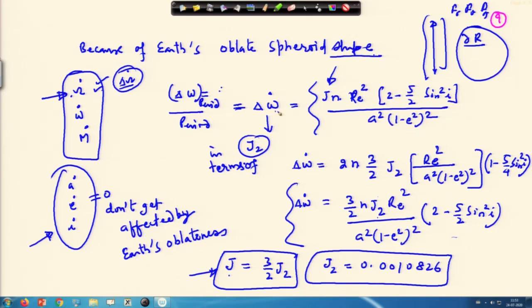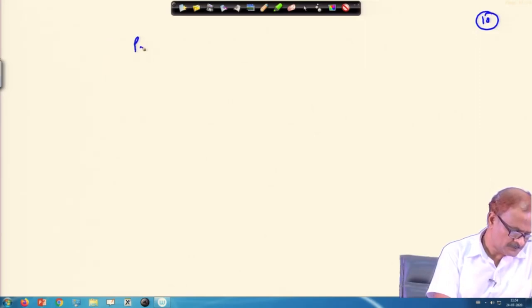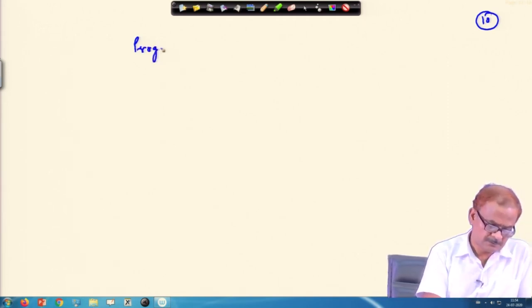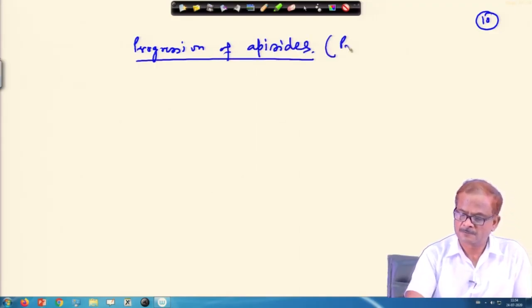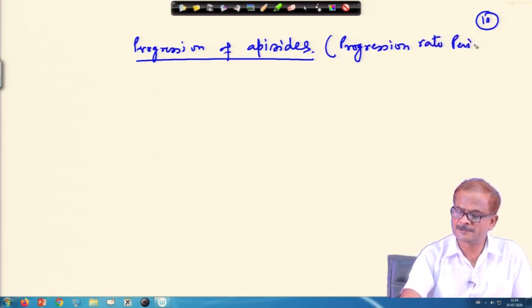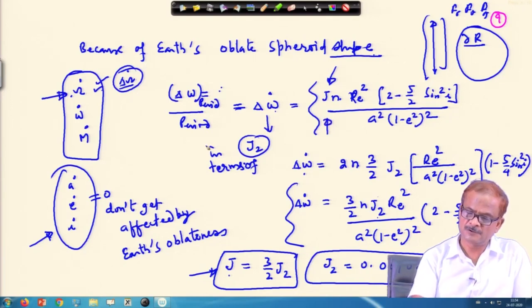So, this is the average rate of this argument of perigee progression, and this is called the progression of epicycles. Progression rate of perigee, because it comes with a positive sign. Here there is no negative sign before this, and therefore this is called progression.